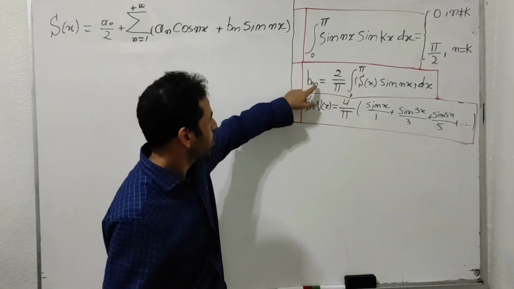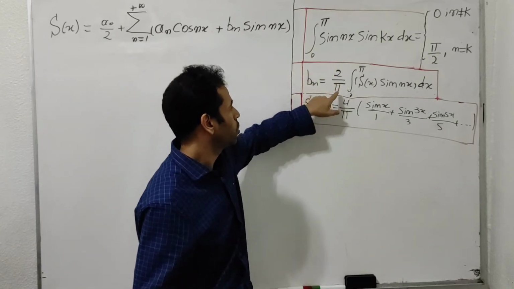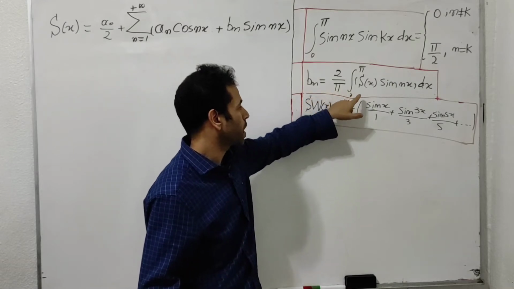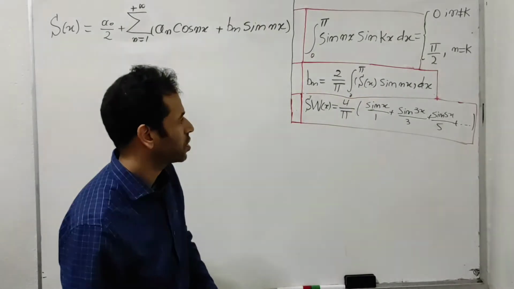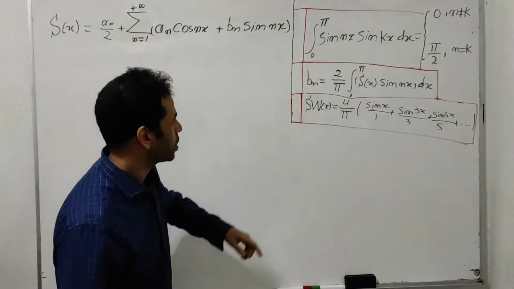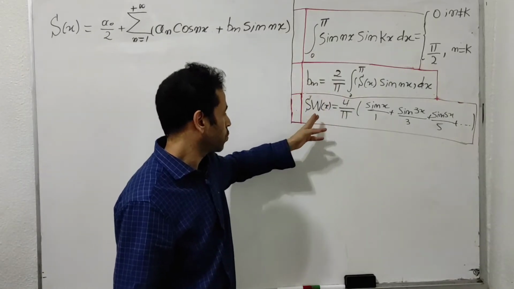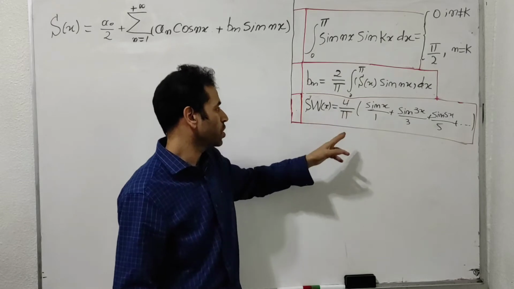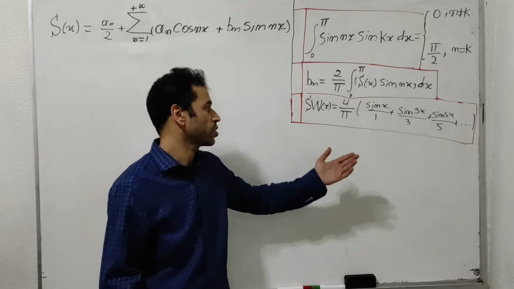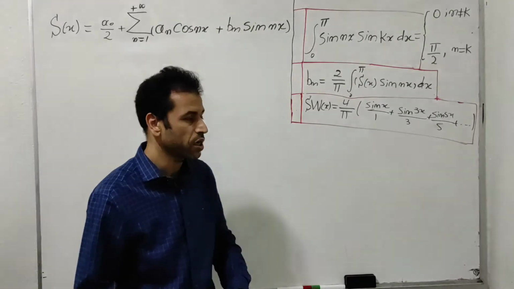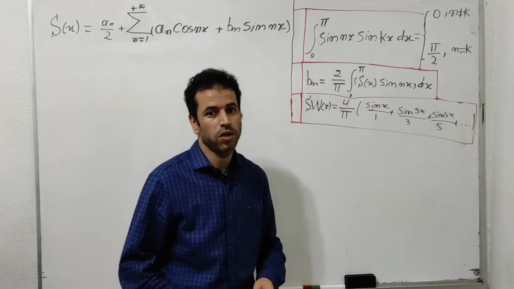The first one is b sub n, as a Fourier coefficient, equal to 2 over pi multiplied by the integral as x goes from 0 to pi of x multiplied by sine nx dx. The second identity: we have the square wave function equal to 4 divided by pi multiplied by the partial sum of sine x over 1 plus sine 3x over 3 plus sine 5x over 5, and all the way down to infinity.